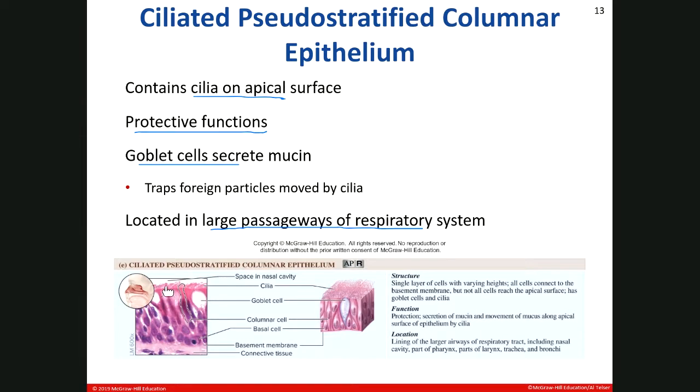Now you can see here all the cilia, the hair-like structures, right? And you can see we've got our goblet cells here that are going to produce that mucin, which will turn into mucus, and the cilia will beat back and forth to move it out of the way. Most of the time, it'll move it down into our throat, and you'll swallow it or spit it up. Think about how much mucus you're probably digesting during cold and flu season.